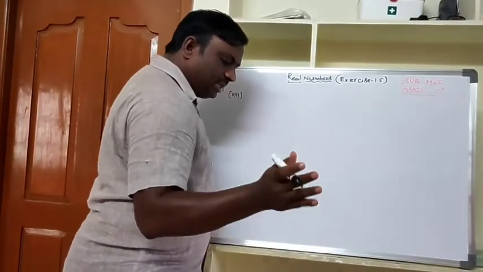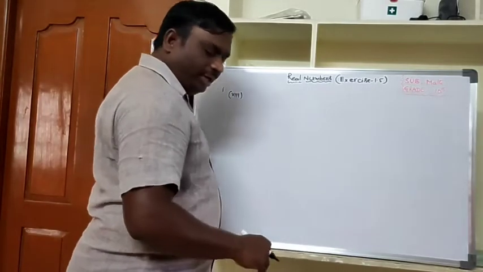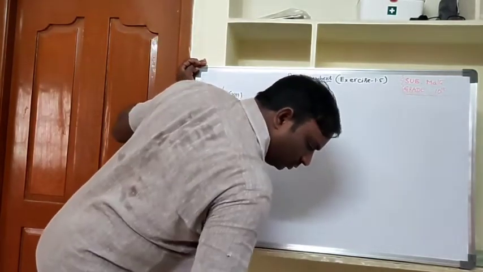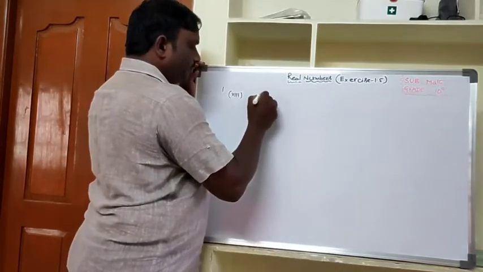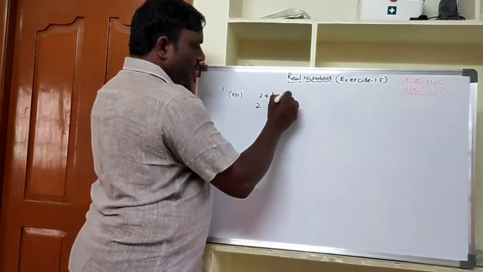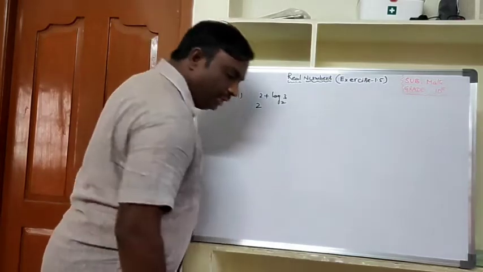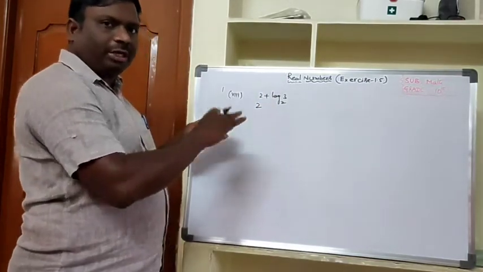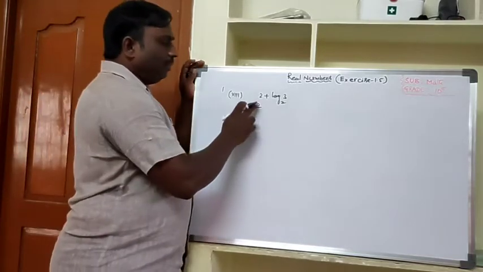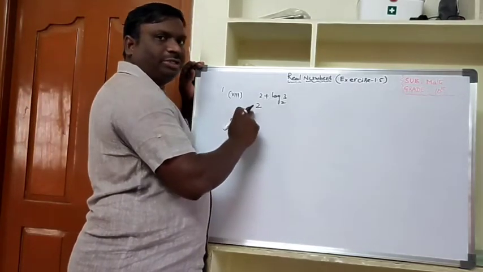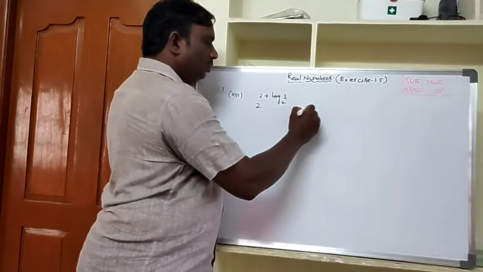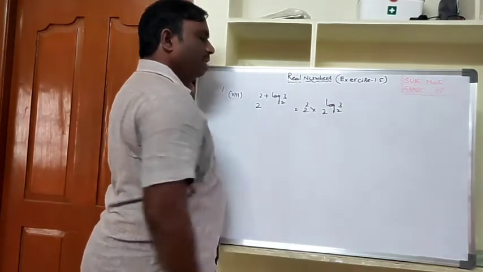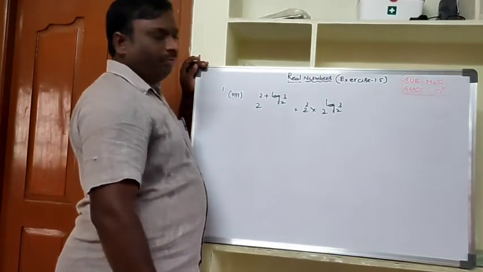When decimal numbers are there, change them into fractional form, then you can do the remaining questions. So 2 power 2 plus log 3 base 2. I'll just give the hint, from that onwards you can do. This is a power m plus n form. Then you can change a power m plus n into a power m times a power n: 2 square into 2 power log 3 base 2.